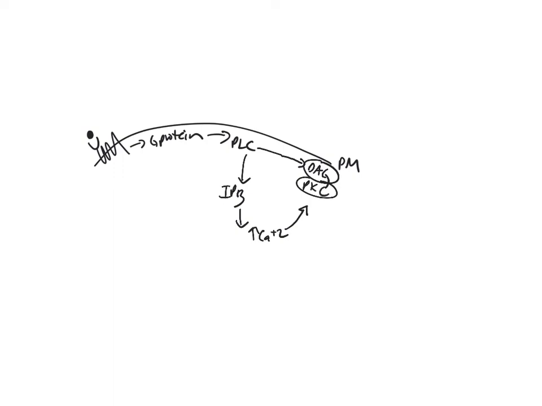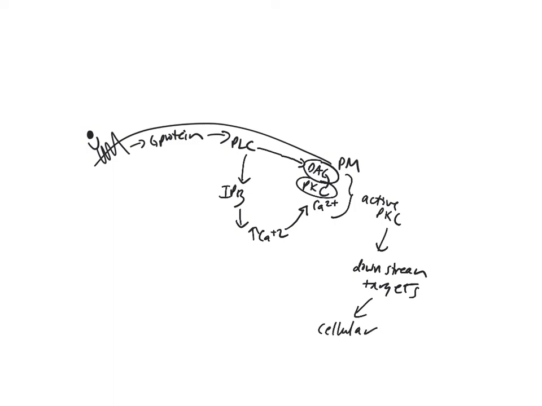Be super careful about all these: PLC, PKC, PKA. They all sound a lot alike, but they each have different roles. And so we've got the calcium hanging out over here. Altogether, that forms the active PKC, which can go trigger some other downstream targets and elicit some cellular responses.